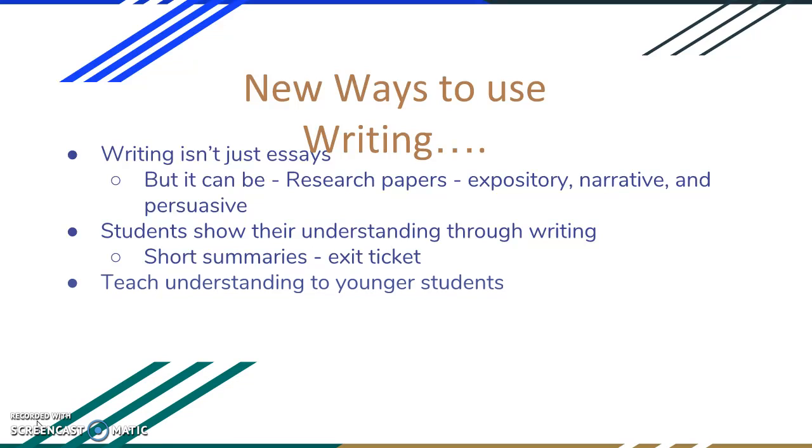Another way of doing it is having students teach to younger students. If there's a concept such as the atomic model, students can present that information in all kinds of formats, whether it's a story or a video or a presentation to younger students. If they are able to simplify those complex concepts, then we know that they actually understand them.